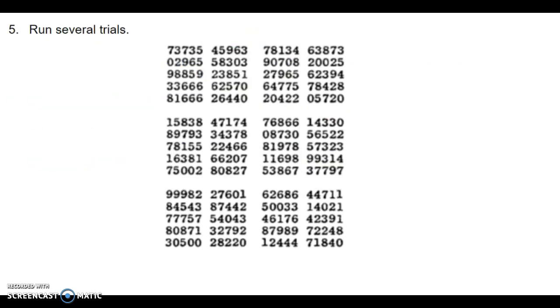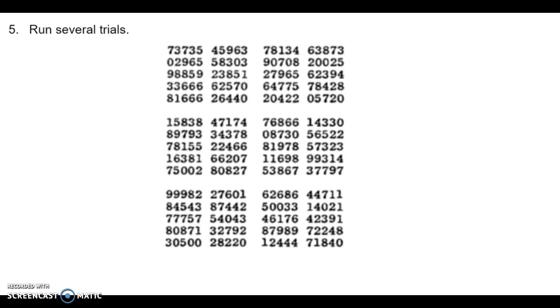Okay, now it's time to run several trials. Now I'm going to run through the first trial with you and show you how I would mark up this particular random number table, and I'll record my findings over on the side. After I run one trial, I'll probably run a second one with you, and then I'm just going to show you the results of my last 3 trials. I'll run 5 altogether.